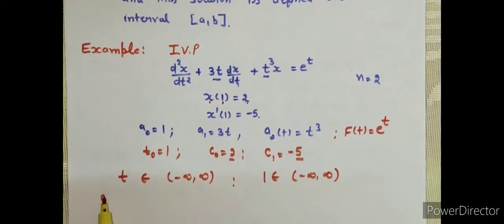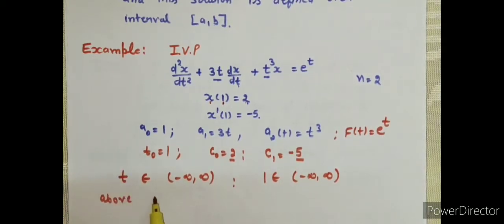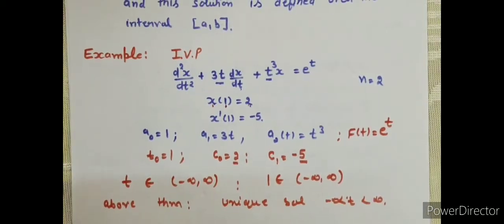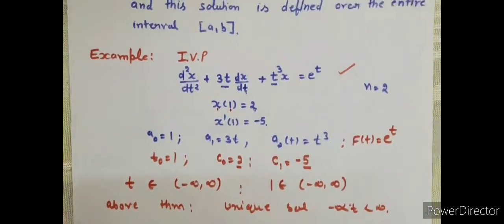So the above theorem assures us of the unique solution. This problem has a unique solution in the interval minus infinity to infinity. Okay, so this is my assurance: this differential equation must have a unique solution. Let us take one more example.